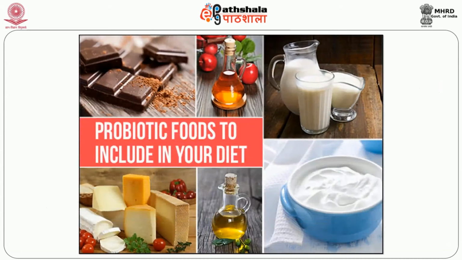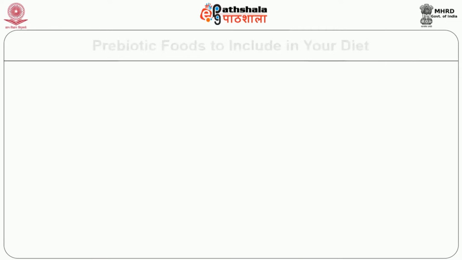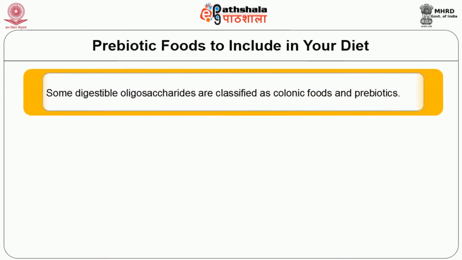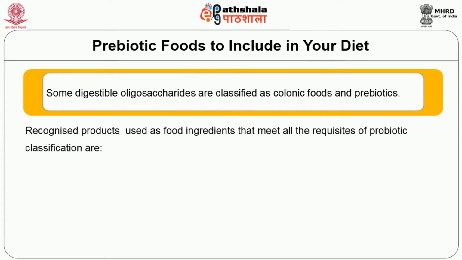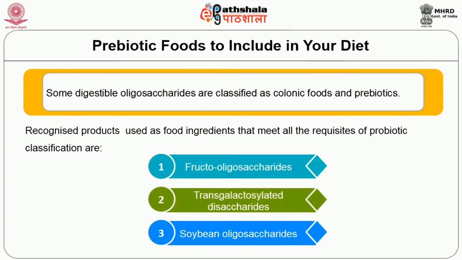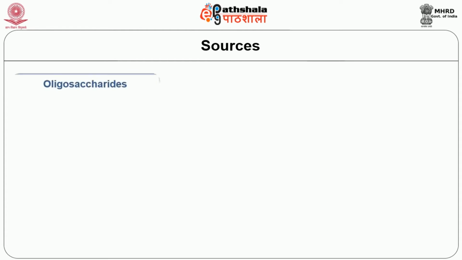See here again you can see probiotic foods to include in your diet. Already you have seen what the probiotics are. In the next slide we will be seeing how these microorganisms can be increased by the use of prebiotics. Some digestible oligosaccharides are classified as colonic foods and prebiotics. Recognized products used as food ingredients that meet all the requisites of prebiotic classification are fructo-oligosaccharides, trans-galactosyl disaccharides, and soybean oligosaccharides.